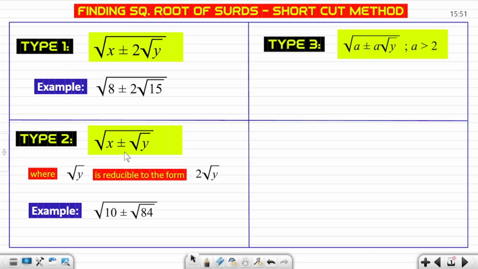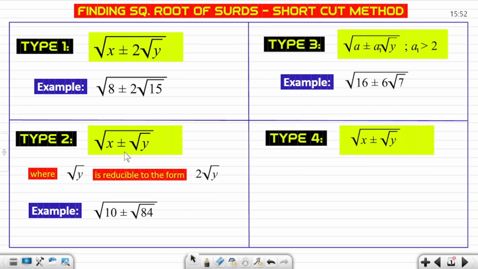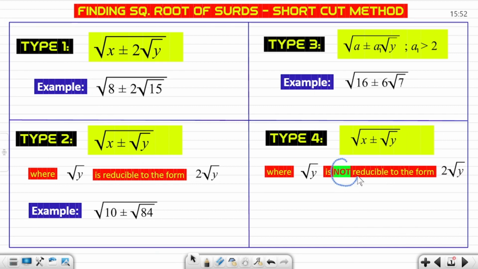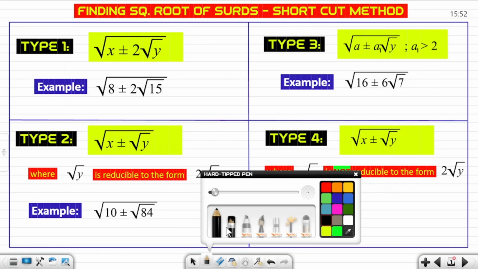Type 3: root of a plus or minus a1 root y, where a1 should be greater than 2. This is another form, type 3. Example: root of 16 plus or minus 6 root 7. Type 4: root of x plus or minus root y, where y is not reducible to the form 2 root y. It is not reducible here.